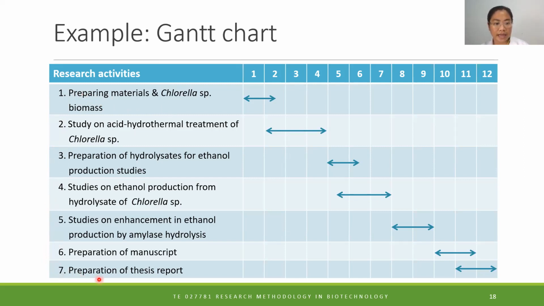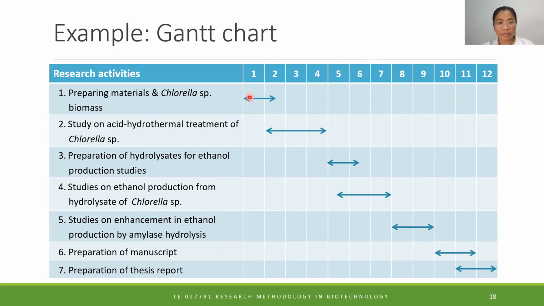This is the timeline of the master degree research that I supervise. Okay. So the activity is listed out into 7 main activities. The first one is preparing the cells, the biomass. Okay, and then doing the treatment of the biomass, preparing hydrolysate, doing ethanol production. Another experiment here, preparation of manuscript and writing the thesis report. Okay, everything is summed up within 12 months.